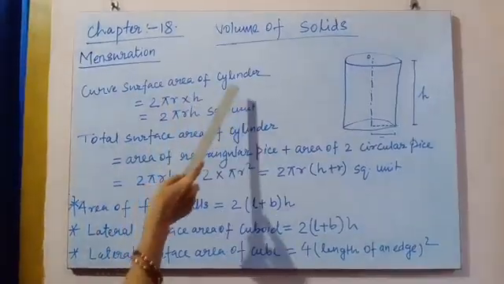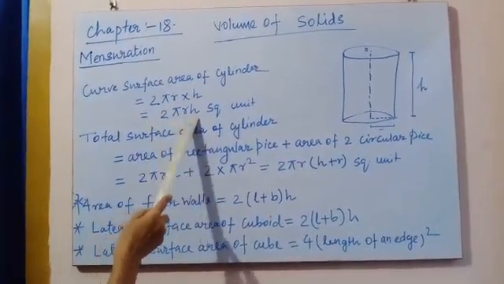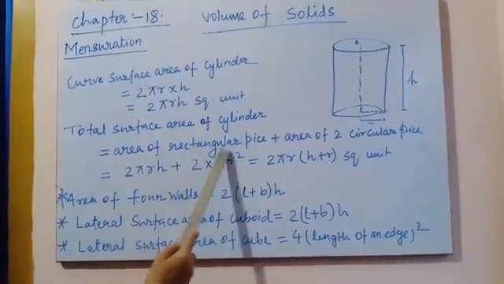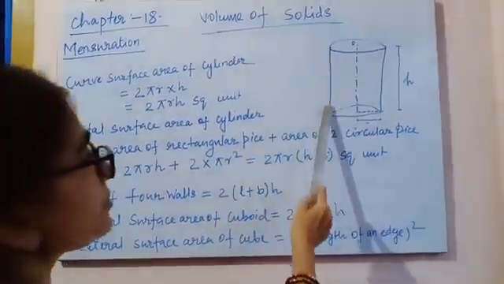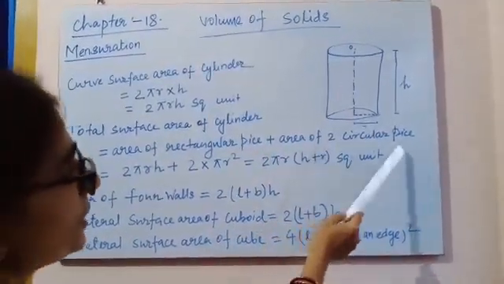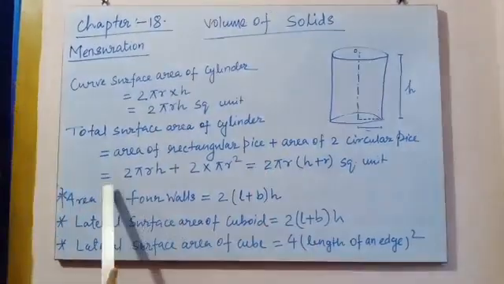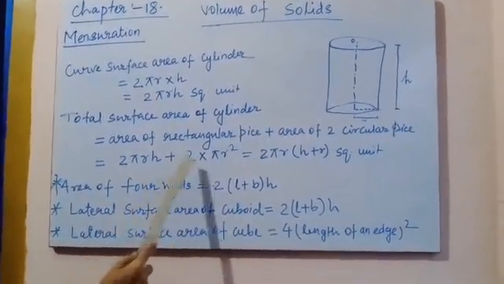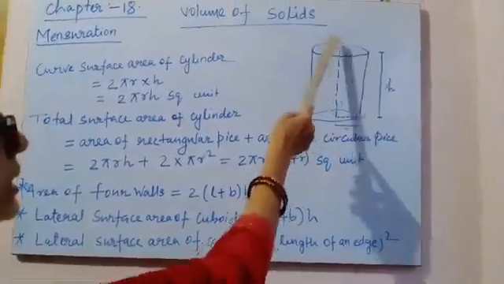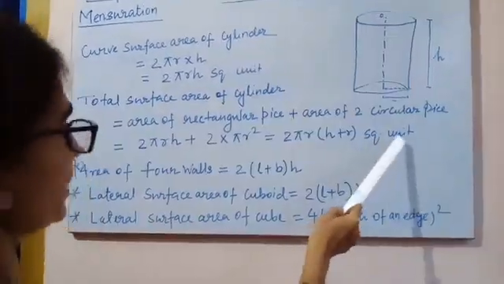Curved surface area of a cylinder equal to 2 pi r into h, equal to 2 pi r h square units. Total surface area of a cylinder equal to area of the rectangular piece, this part, plus area of the two circular pieces. First piece is here and second piece is here, the circular parts. Equal to 2 pi r h plus 2 into pi r square, the area of this portion and the area of this portion, equal to 2 pi r in bracket h plus r square unit.